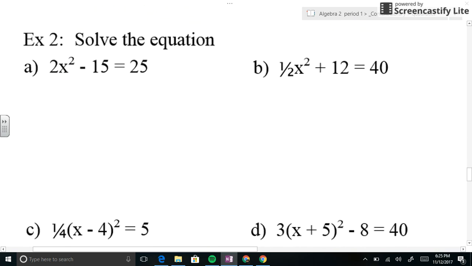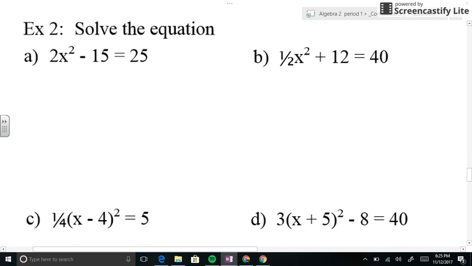Now let's take a look at a couple of equations. How do we solve example B? We have 1/2 x squared plus 12 equals 40. First thing we have to do is subtract the 12. We're trying to isolate the x here. So we subtract the 12, we'll get 1/2 x squared equals 28.